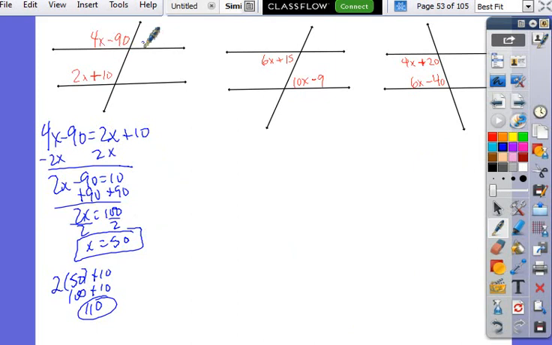See, bro. All right, second one. What kind are they? Alternate interior. Alternate interior has to be equal to each other. Yes, it's still going to be the same.